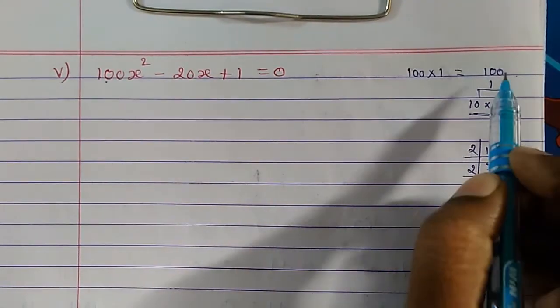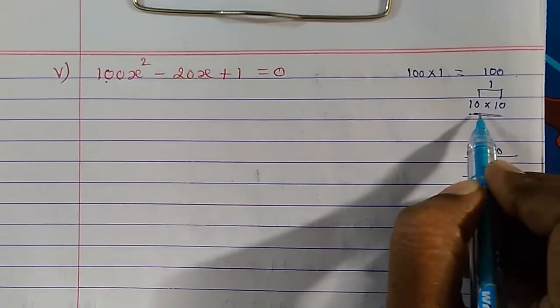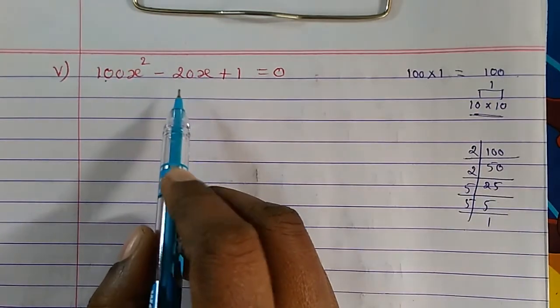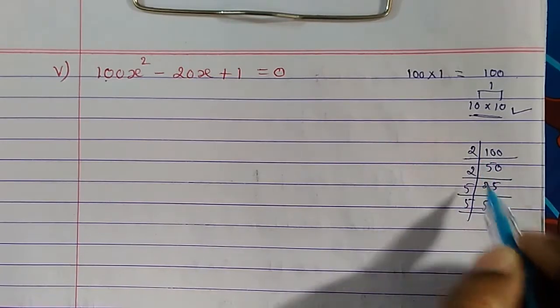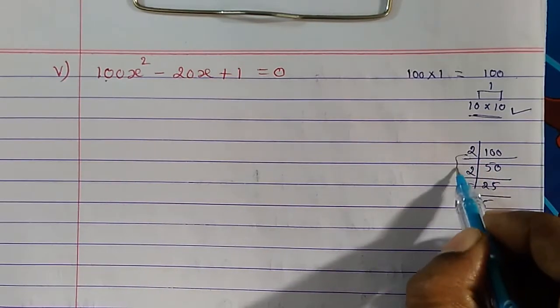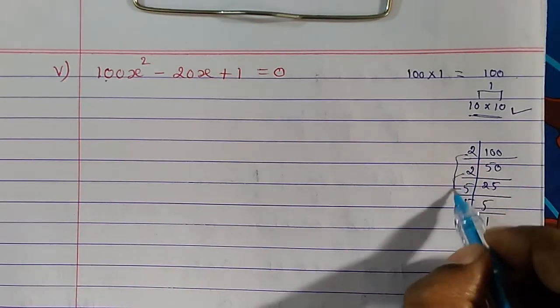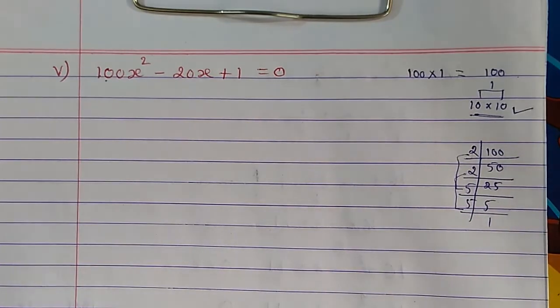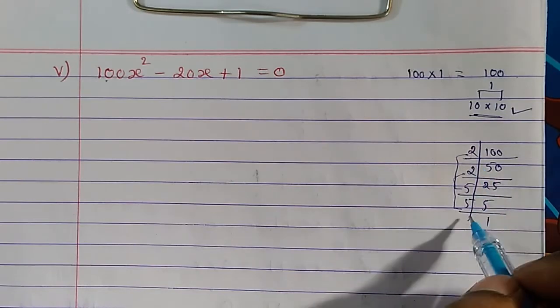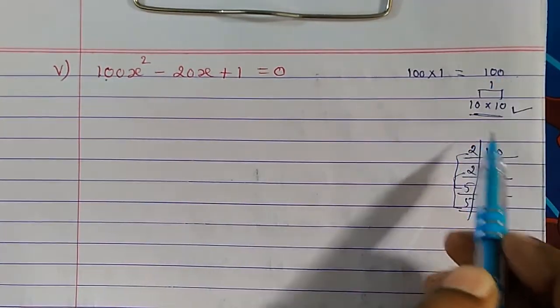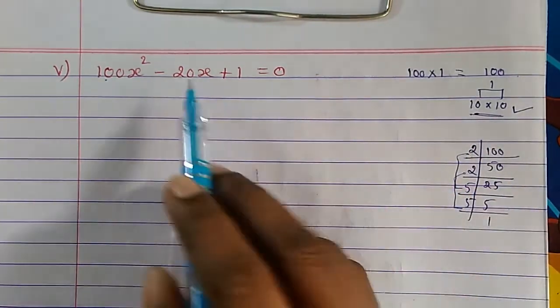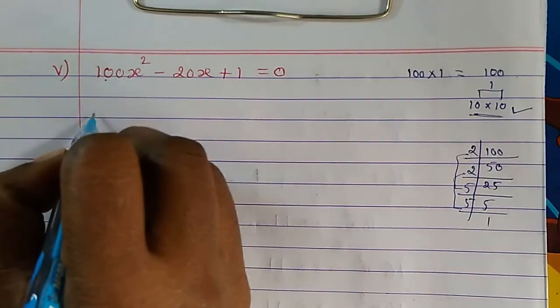Here 10 tens are 100. Now if we add, we will get 20. So we can take this as the correct pair. Otherwise, you see here also, 2 fives are 10, 2 fives are 10, so 10 tens are 100. That way also you get it. So then which way do we have to do it so that we get the middle term? Here we already got it. 10 tens are 100, so 10 plus 10 will give us 20. So we will take that only.